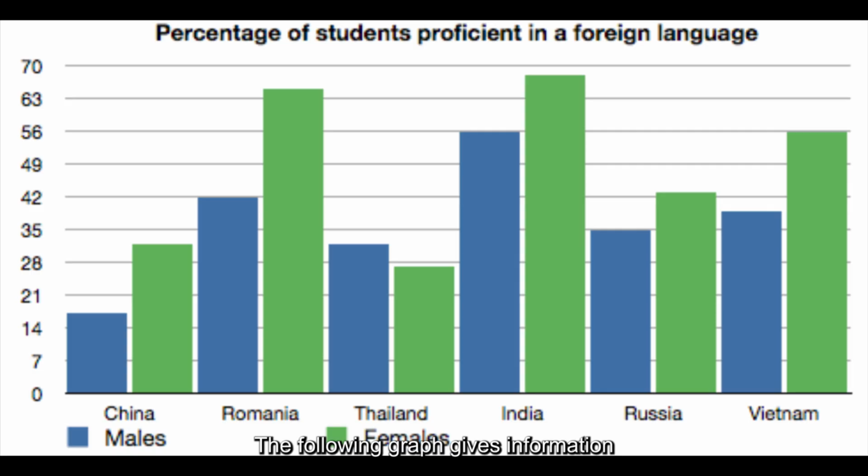The following graph gives information about the percentage of students proficient in a foreign language in different countries, including China, India, and Russia, categorized by males and females. India has the highest percentage of both male and female students proficient in a foreign language, at 56% and 69% respectively. In contrast, China has the lowest percentage of both female and male students proficient in a foreign language, at 33% and 15% respectively. In Thailand, the percentages of male and female students proficient in a foreign language are 30% and 27% respectively. In conclusion, this graph provides interesting information.